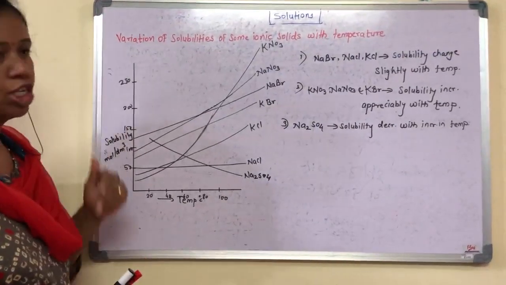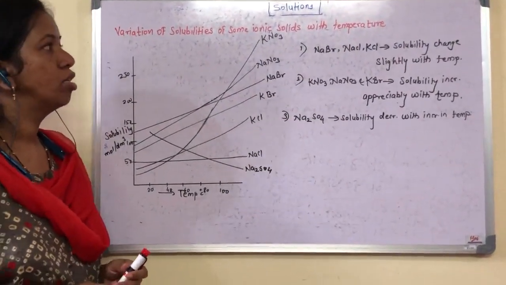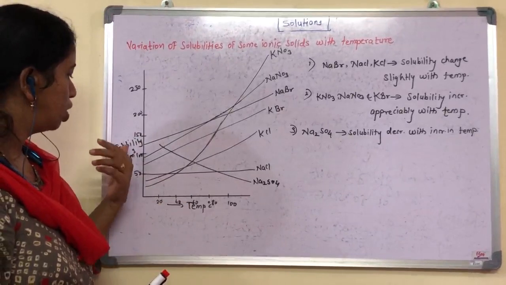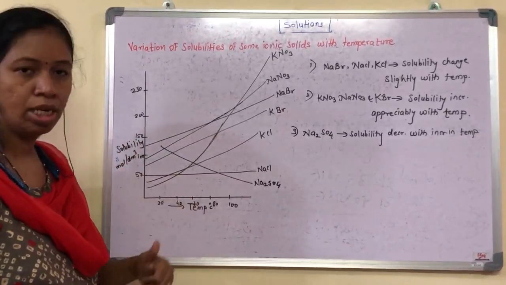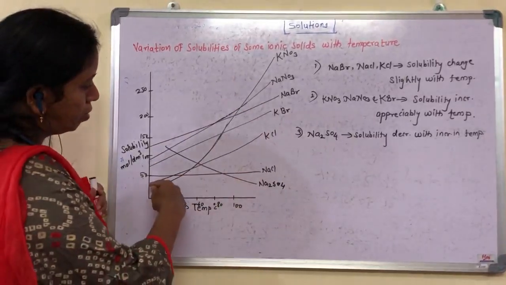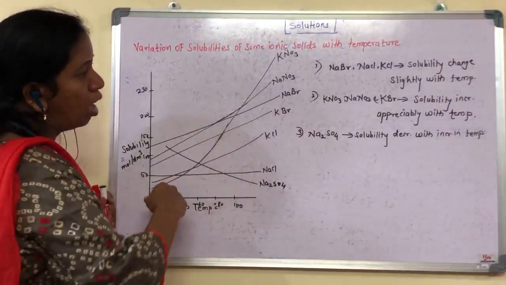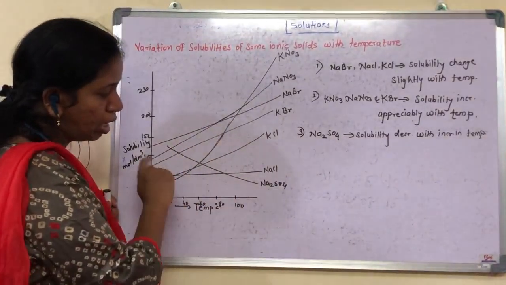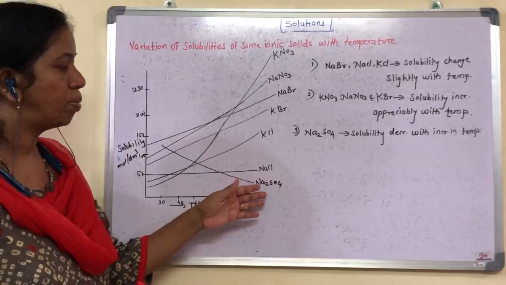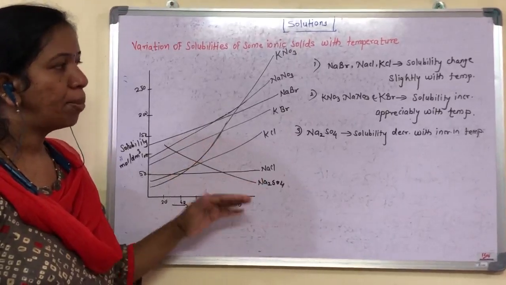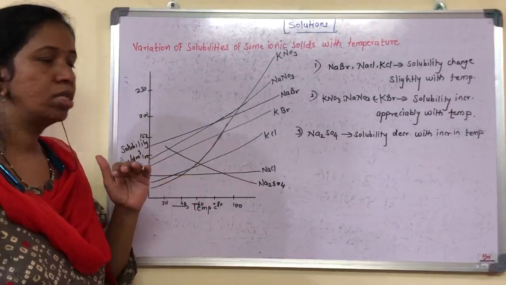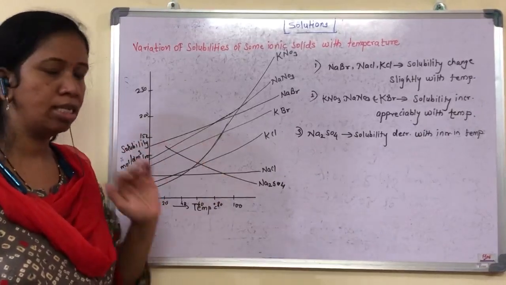Here the new point is the variation of solubilities of some ionic solids with temperature. We draw the graph of solubility against temperature. Solubility is measured in mol per dm cubed and temperature in degrees Celsius. Here some ionic solids are shown. Some curves are at the upper side of the graph and some at the lower side. From this we can say that for some ionic compounds solubility changes appreciably with temperature, and for some there is only a slight change.